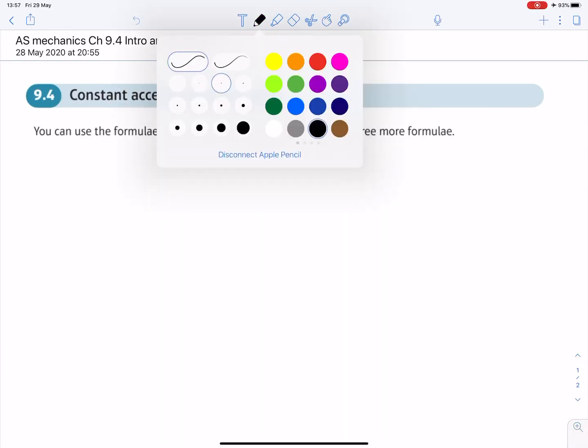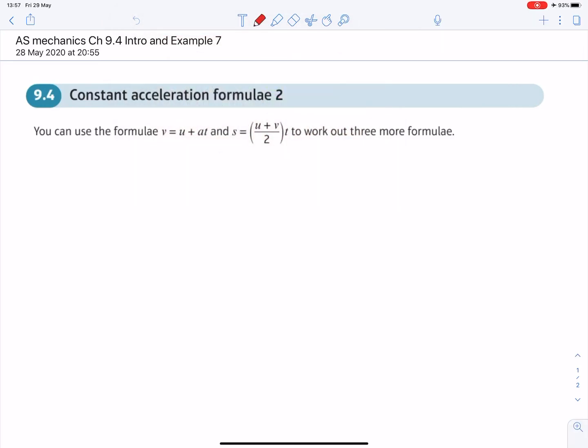From here we can see that the first equation, v equals u plus at, doesn't have an s in it. And the second equation, s equals u plus v over 2 times t, doesn't have an a in it. So we can also find three more formulae: one without u in it, one without v in it, and one without t in it. The advantage of this is that given any three pieces of information about this constant acceleration motion, we can find the other two. So that's why it's useful to be able to do this.